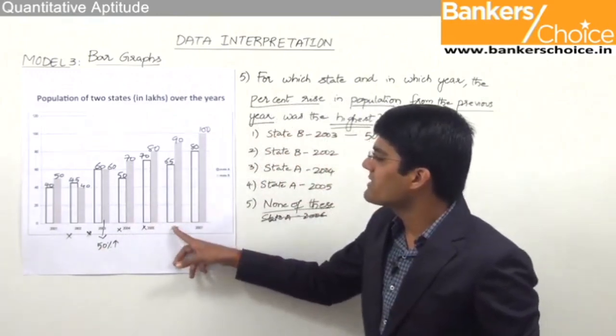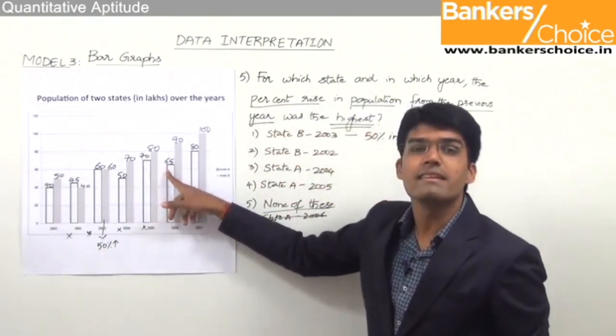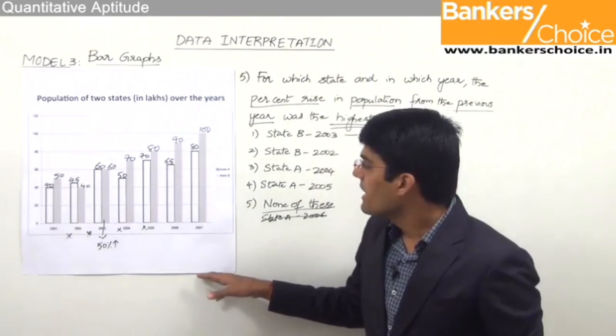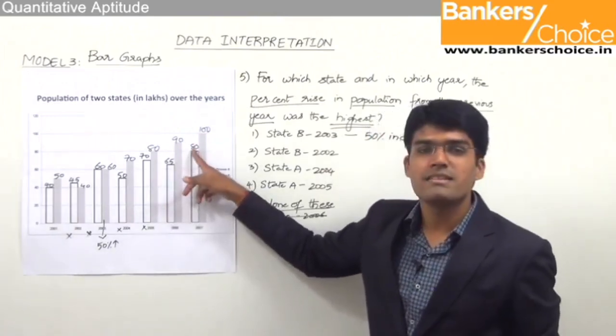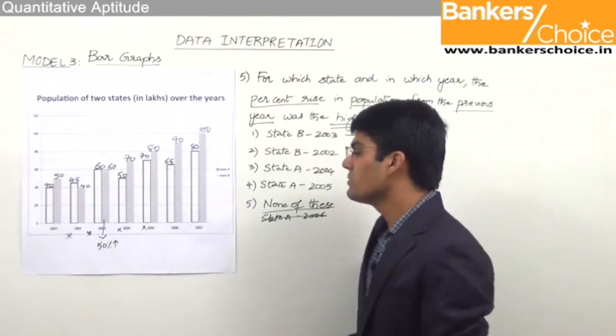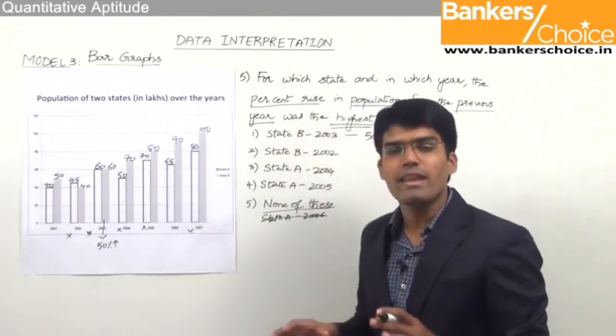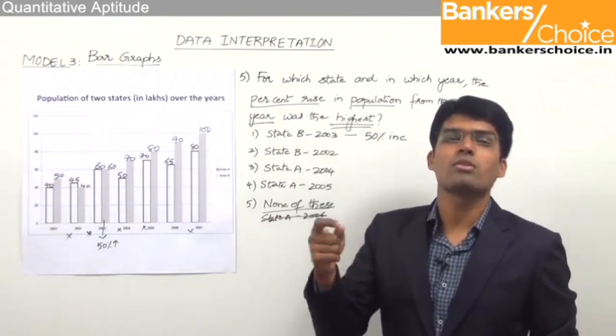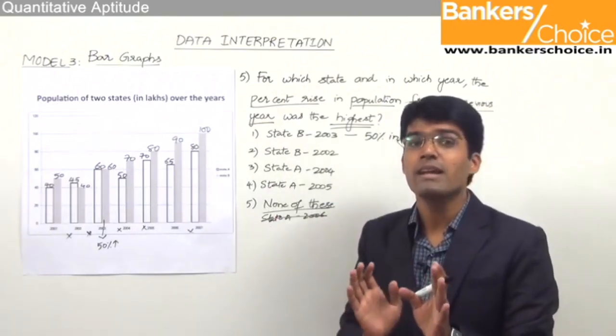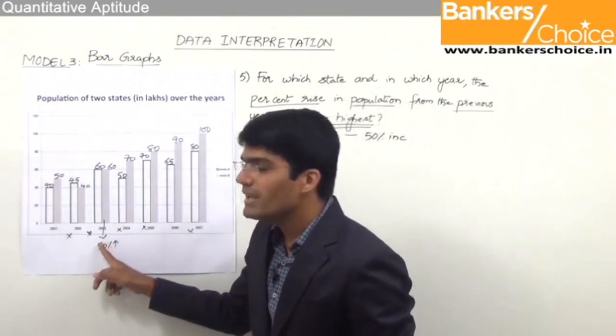Again, if you go for 2006, we find that population of state A is decreasing. So that cannot be the answer. And in the last year 2007, 65 is becoming 80. But this again doesn't seem to be a 50% increase. So even 2007 is cancelled. So no way state A for any of the years has shown 50% or more than 50% increase. So far our answer remains state B in 2003 only.